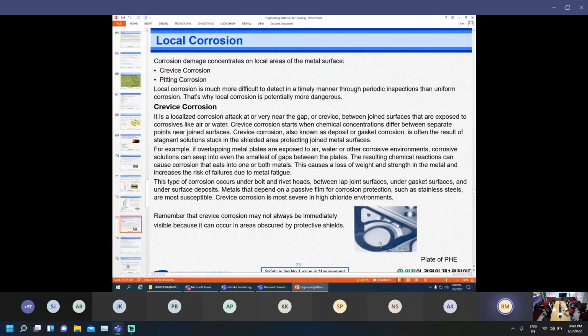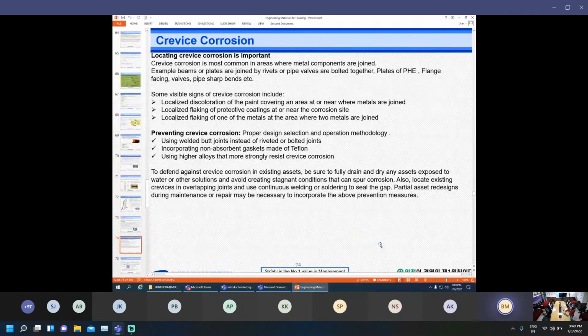Because you cannot see this corrosion in the equipment, while designing it is very important that you do not give a very sharp edge or groove that is dangerous for the flow. How are you going to prevent crevice corrosion? By using different types of non-absorbent gaskets made of Teflon, either using butt welds or using high alloy material.